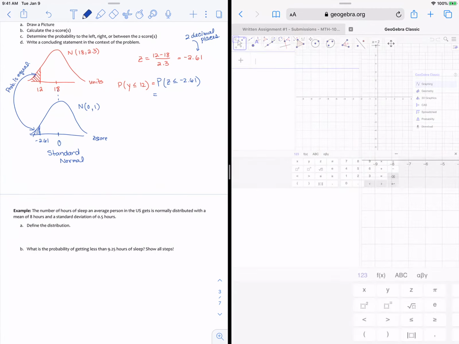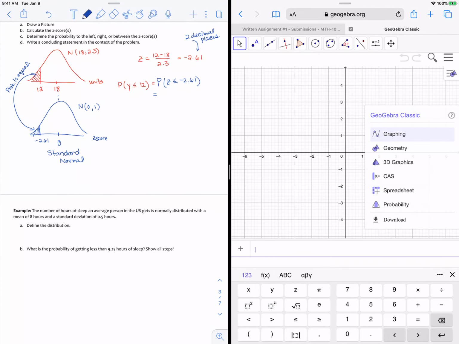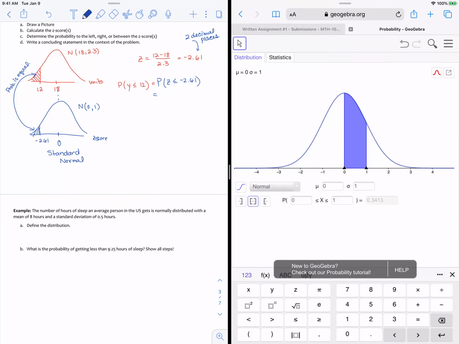There, we'll bring it up over here. So GeoGebra, if you bring it up just from the online interface that is in the menu in D2L, you should get it to come up to look something like this. I'm going to go to probability. So we're going to go to probability. And here it automatically comes up as a normal distribution. Okay, which is what we want.